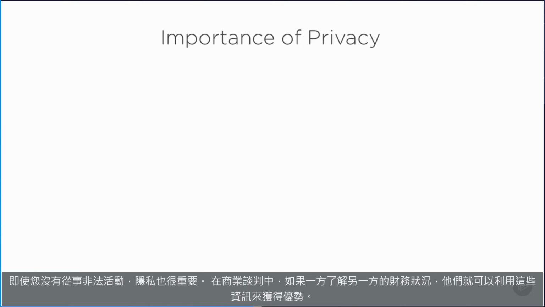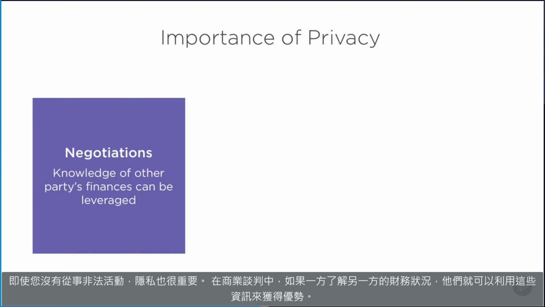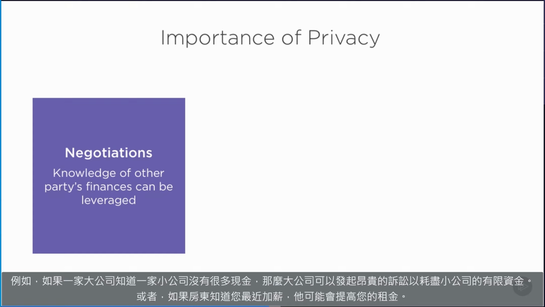Even if you're not engaged in illegal activity, privacy can be important. In business negotiations, if one party knows the financial situation of the other, they could use that information to their advantage. For example, if a large company knows a small company does not have very much cash, the large company could initiate a costly court case to exhaust the limited funds of the smaller company. Or perhaps a landlord could raise your rent if he knows you recently got a raise.